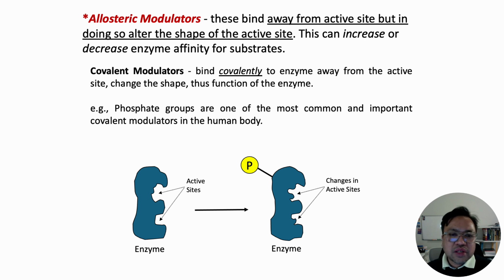The key point to this one is that allosteric modulators regulate enzyme activity by modifying the enzyme structure, allowing fine control over metabolic pathways. This ends the lesson on chemical reactions and enzymes.